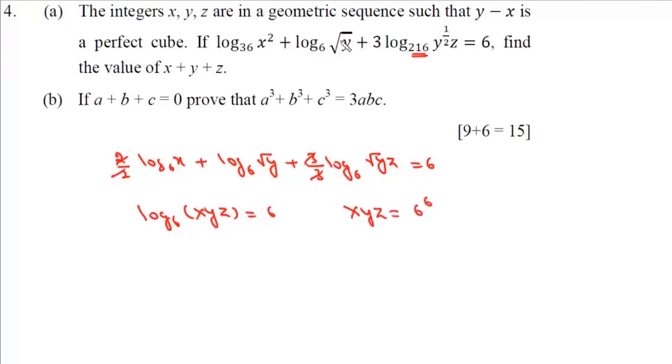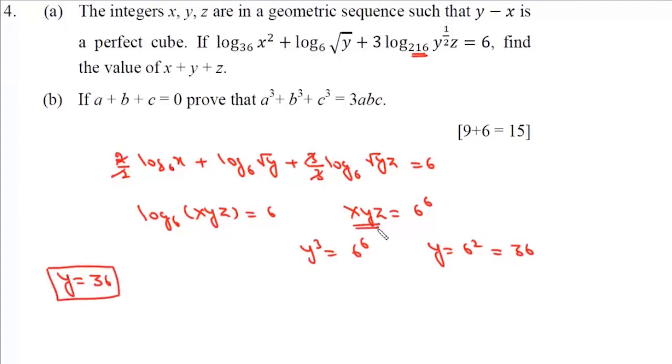Now since x, y, z are in GP, then x into z is y square. So basically y cube is equal to 6 to the power 6, or y is simply 6 square, that is 36. So now we have value of y, and value of y is 36.